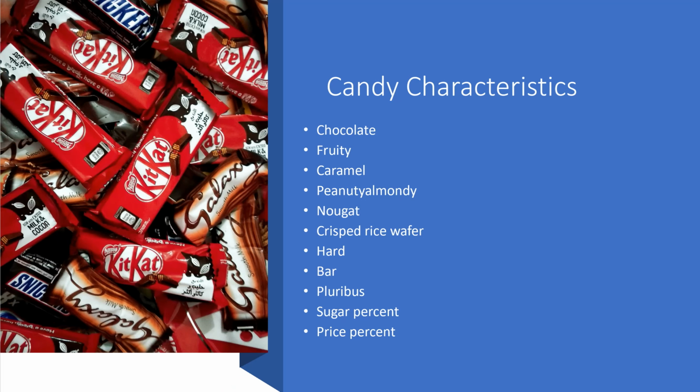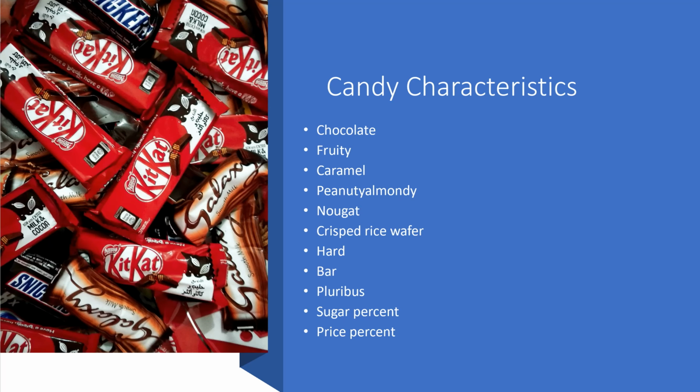So here is a list of the characteristics of candy that we are going to gather data on. And the first ones here are either yes or no, meaning it either has this characteristic or it doesn't. So whether or not it's chocolate, whether or not it is fruity, caramel, whether or not it has peanuts or almonds in it, whether or not it has nougat, whether or not it has a crisp rice wafer, whether or not it is a hard candy, whether or not it is a bar.